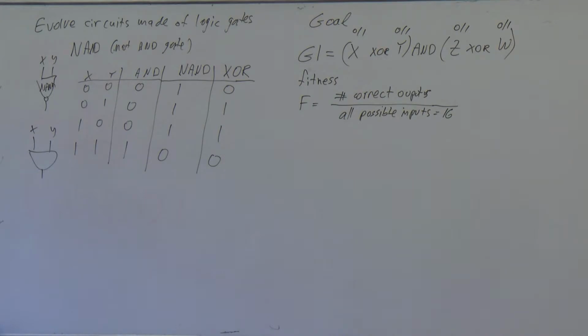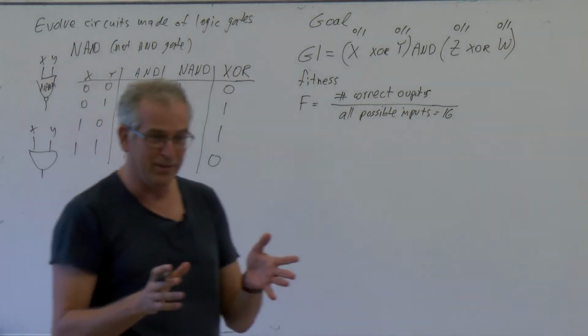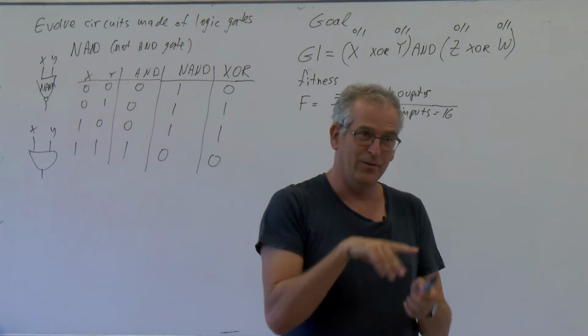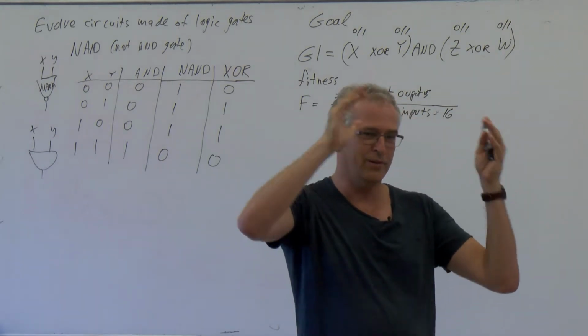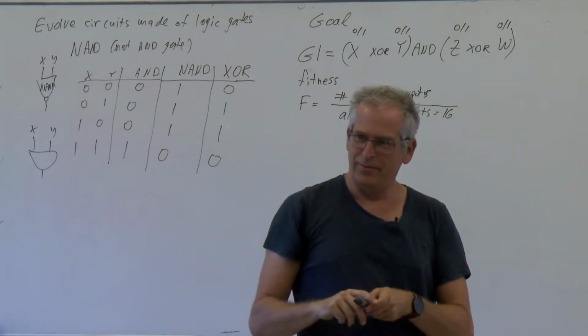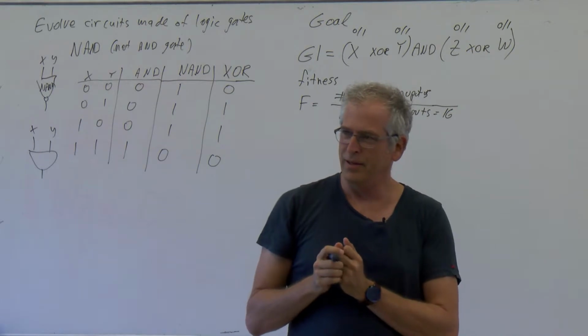If it happens none of the time, fitness is 0. If it happens 8 times, fitness is half. If all 16 possibilities are correct, I nailed it. So that's going to be my fitness.